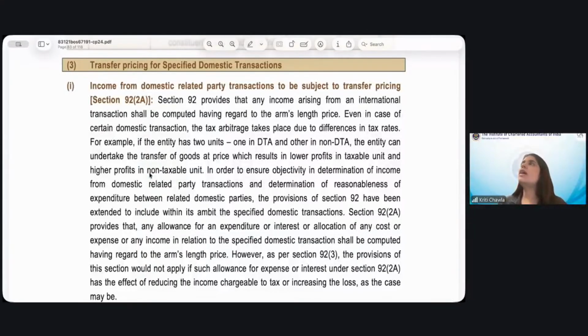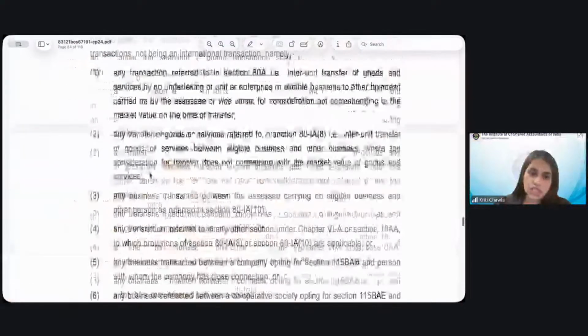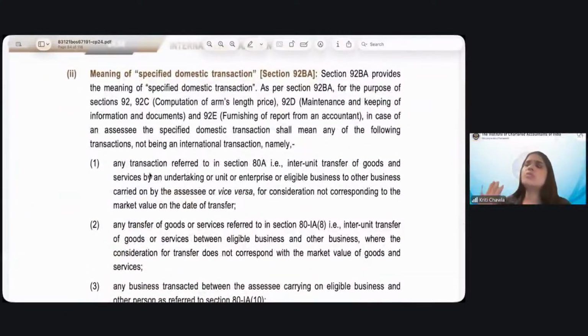This is applicable where we have a unit in India which is claiming tax deductions, claiming tax exemptions, and then they are dealing with another unit in India. If they have transactions between a tax holiday unit and a non-tax holiday unit, then that is subject to specified domestic transaction. Now, a lot of things to specified domestic transaction. One, this is a provision which is coming from Section 92BA. Section 92BA talks about a host of transactions.